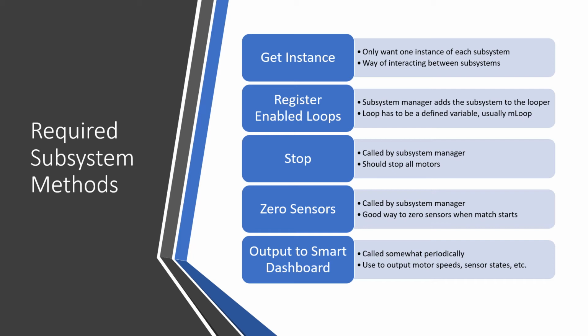Next, we have the stop method. This is kind of important because it's called whenever the robot is disabled. And this should stop all motors or reset all the sensors and make the robot prepare to be turned off. Next, we have the zero sensors method.